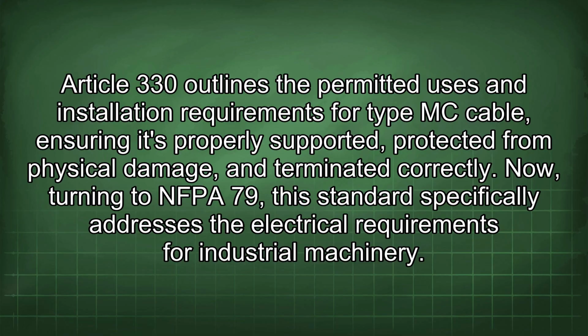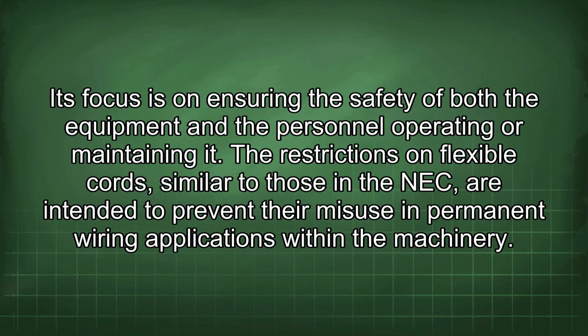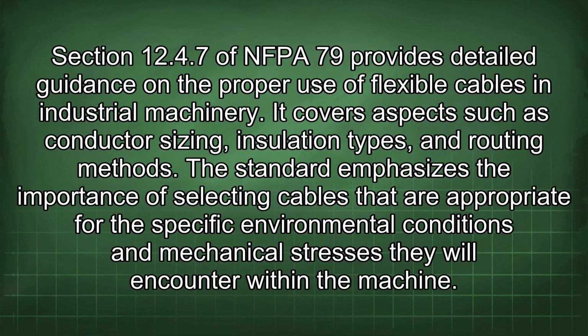Now turning to NFPA 79, this standard specifically addresses the electrical requirements for industrial machinery. Its focus is on ensuring the safety of both the equipment and the personnel operating or maintaining it. The restrictions on flexible cords, similar to those in the NEC, are intended to prevent their misuse in permanent wiring applications within the machinery. Section 12.47 of NFPA 79 provides detailed guidance on the proper use of flexible cables in industrial machinery. It covers aspects such as conductor sizing, insulation types, and routing methods.